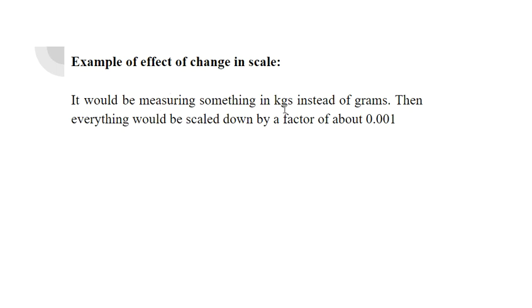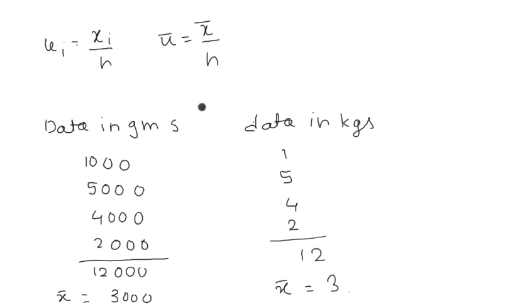Why is this example suitable for change in scale? Because 1 kg is nothing but 1000 grams. It means here we are doing multiplication or division in order to convert these measurements. So what was our statement about effect of change in scale? If ui is equal to xi upon h, then u bar is equal to x bar upon h. If we divide each observation by some constant, then the new arithmetic mean will also be the old arithmetic mean divided by that constant. Let's have one example for fun.